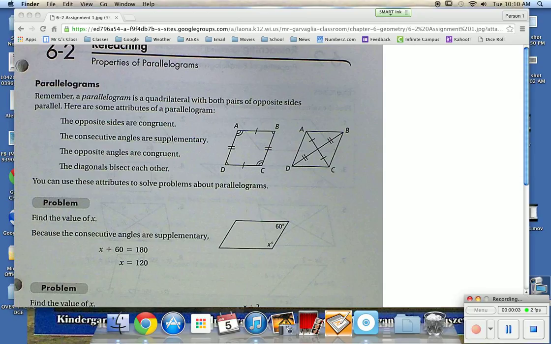Chapter 6, Section 2. We're going to start learning about parallelograms. What's one of the properties of a parallelogram? Real quick. Two sets of parallel lines, right? This one here is parallel to this one here. This one here is parallel to this one here.